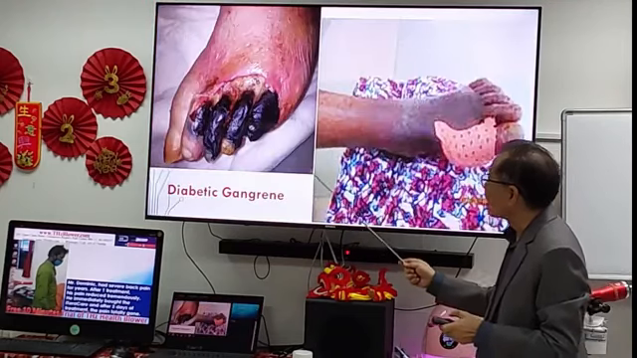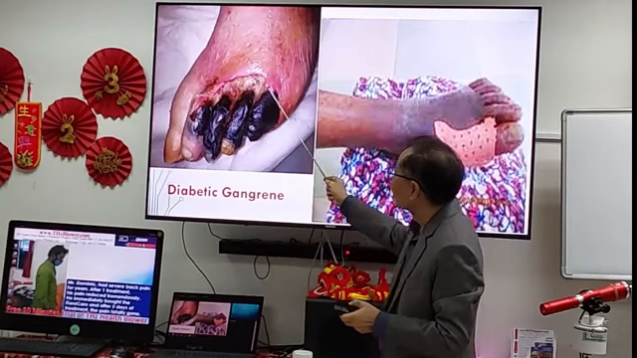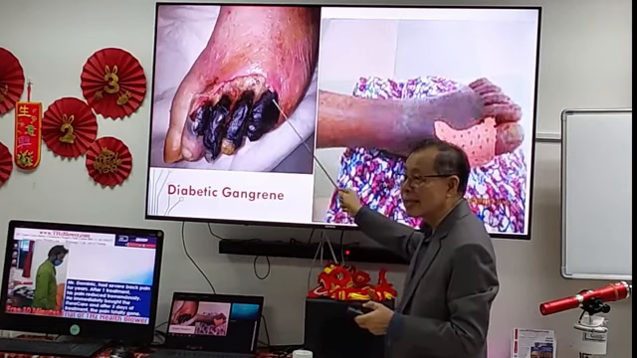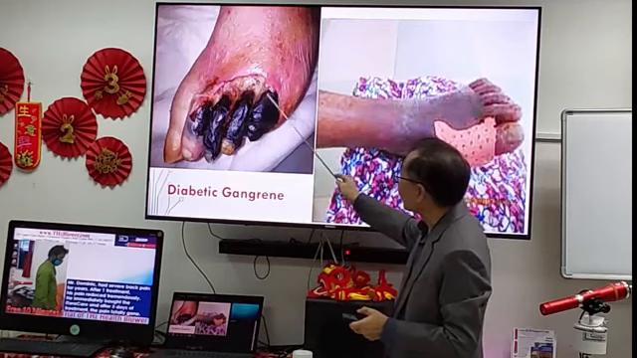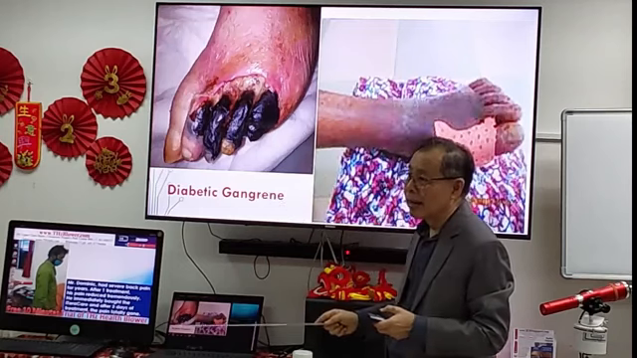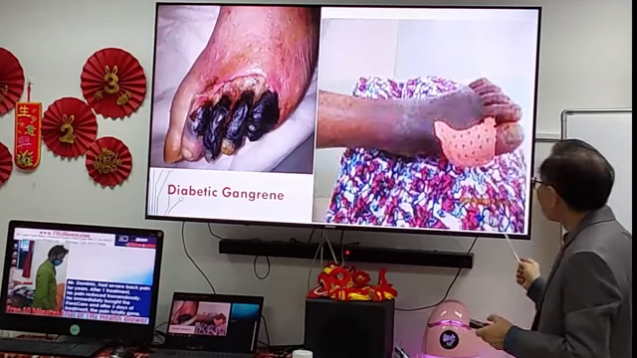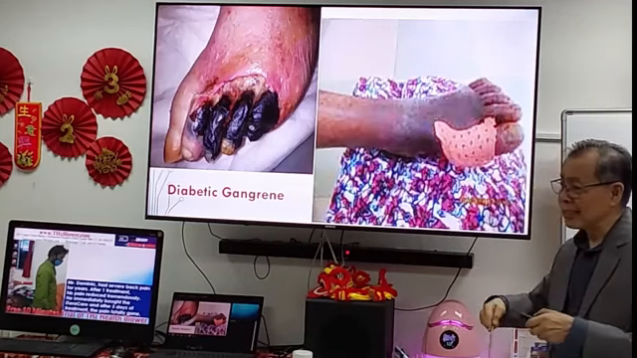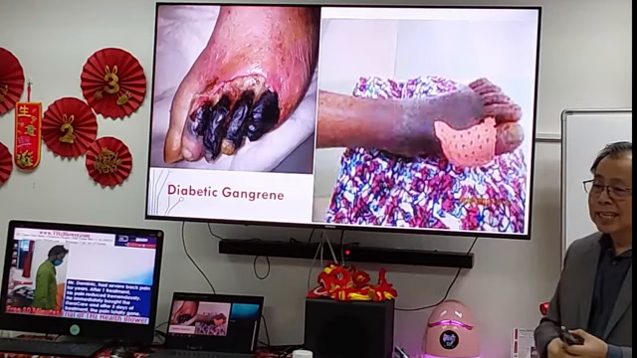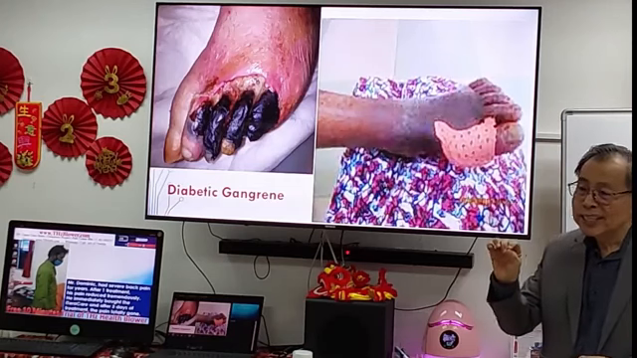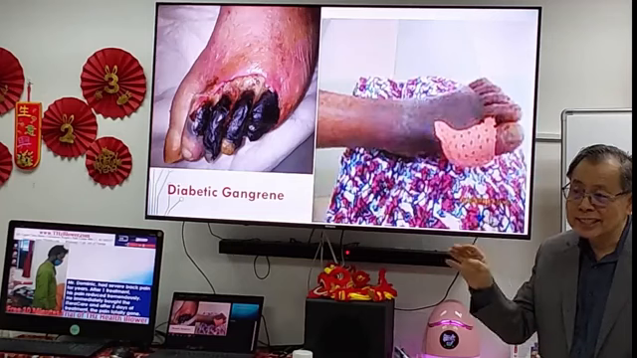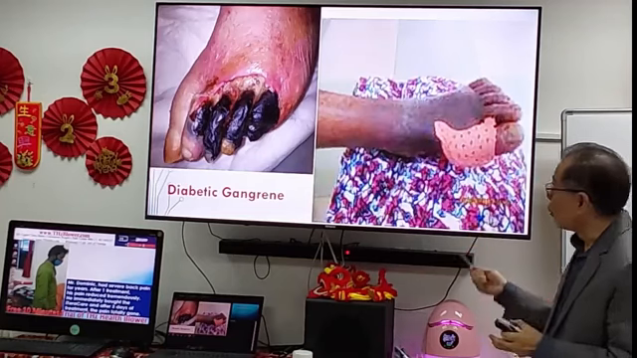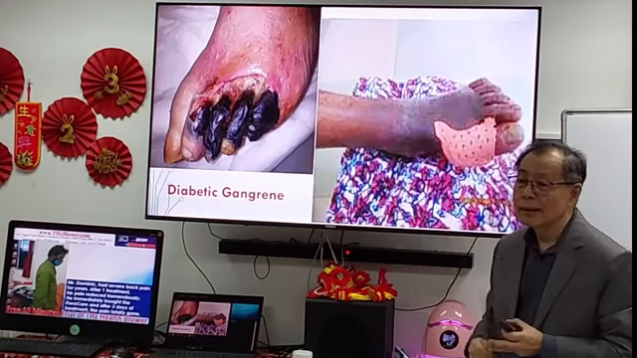So, gangrene. Gangrene means your cells have died and turned black. It's called gangrene when it turns black. When your legs turn black, in other words become gangrenous, the dead tissue sends out a lot of toxins, and it can kill you. So the only way to deal with this kind of thing is to amputate.